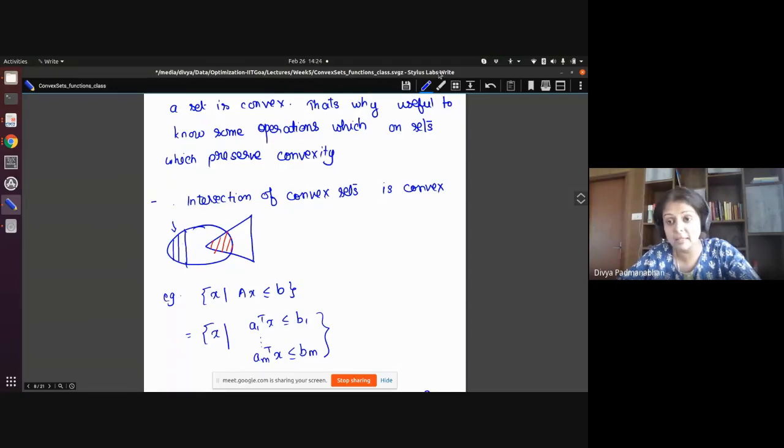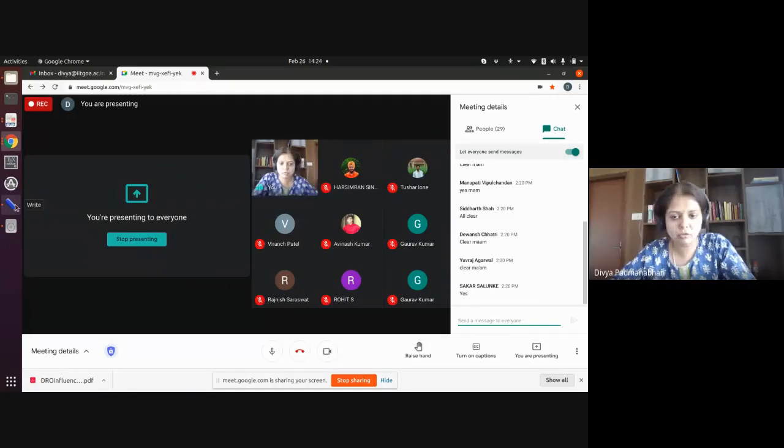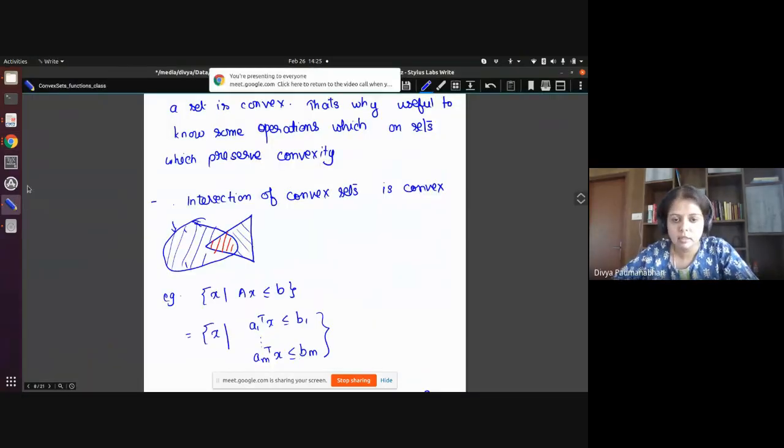Okay, I think I understand the confusion. When I say the circle, I mean everything inside the circle, not the periphery alone. My drawing skills are bad. Similarly for the polygon, I meant everything inside the polygon. If you take the circle periphery alone, that is not a convex set. Viransh, was that the confusion? Yes, ma'am. Thanks for asking this.